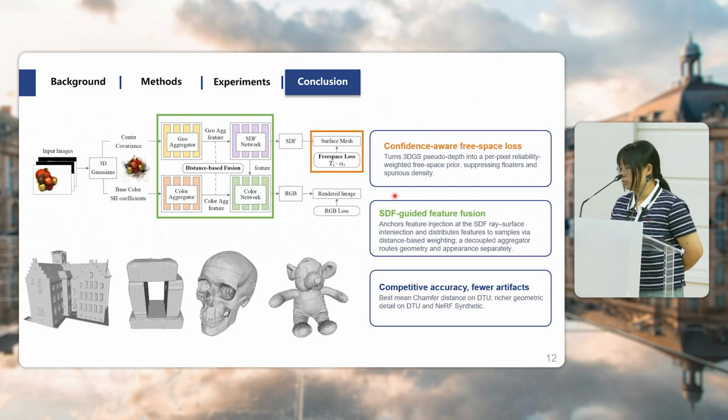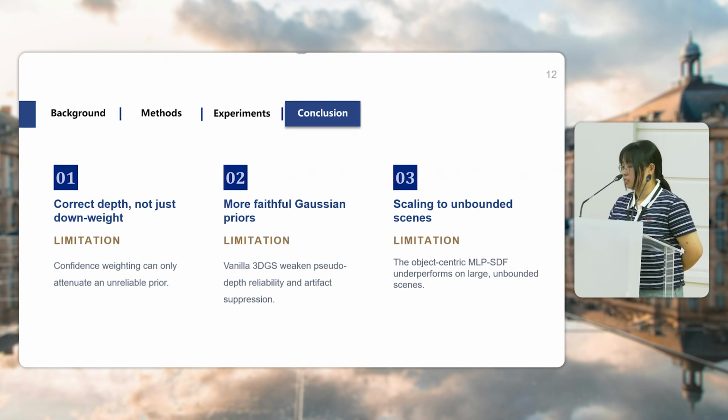Okay, for the contour, the confidence-aware free space loss turns the 3D GS pseudo-depth into a per pixel reliability-weighted prior. For the detail, the SDF-guided feature fusion places the anchor at the ray surface intersection, uses a decoupled aggregator to handle geometry and appearance separately, and distributes features by distance.